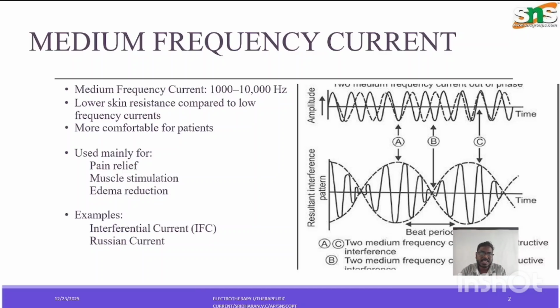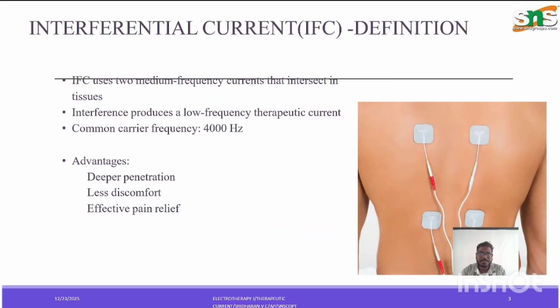Medium frequency current is nothing but the frequency range of current which lies between 1000 Hz to 10,000 Hz. It has lower skin resistance compared to the low frequency current. It also is more comfortable to the patients. Mainly used for pain relief and muscle stimulation and also used in edema reduction. Examples of the medium frequency current are interferential therapy, which is IFC, and Russian current. So these two are the medium frequency currents.